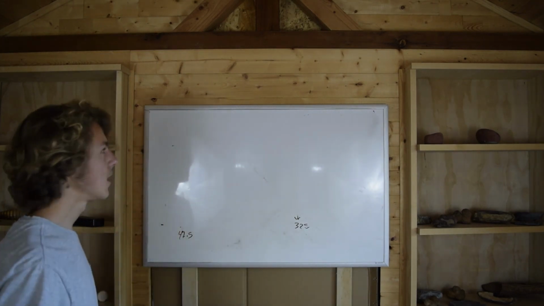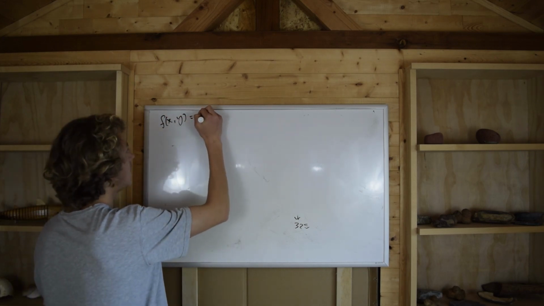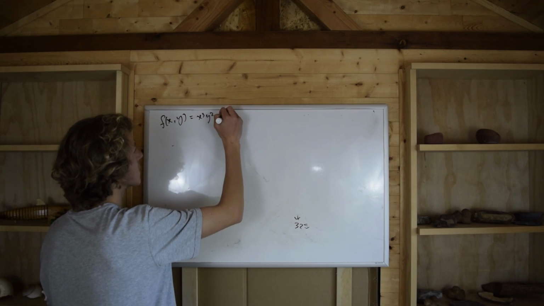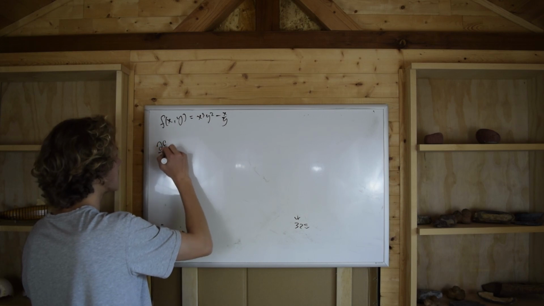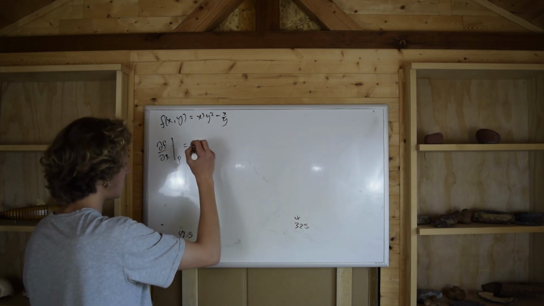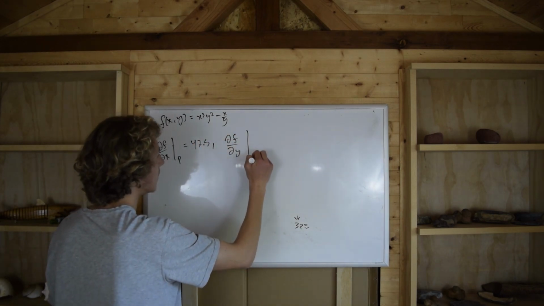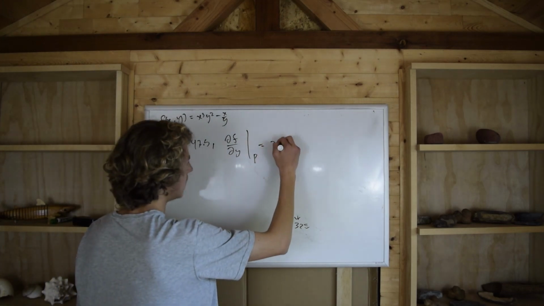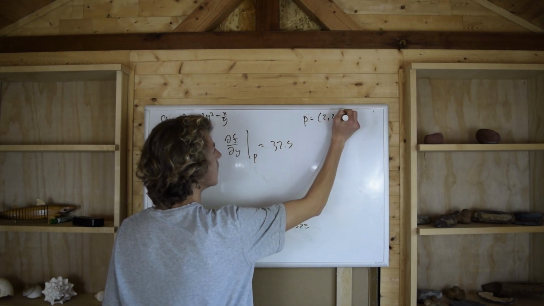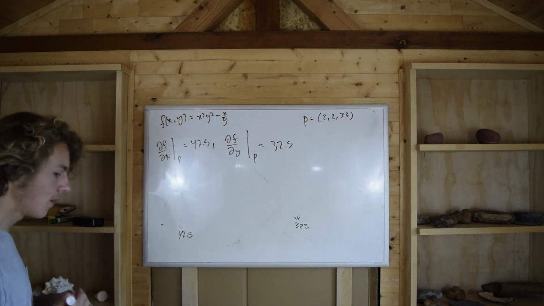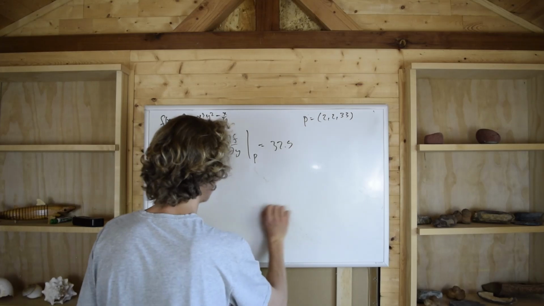Okay, so we essentially have here our function f(x, y) = x^3 y^2 - x/y, and I'm going to say partial f partial x evaluated at point P is equal to 47.5. Partial f partial y evaluated at point P is equal to 32.5, and our point P is (2, 2, 33). Okay. I'm going to erase this.